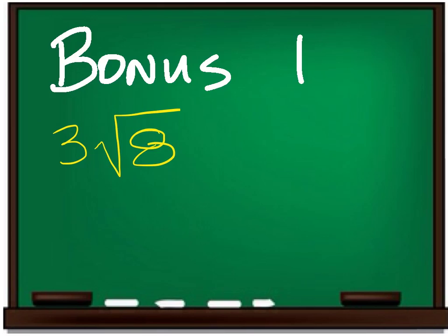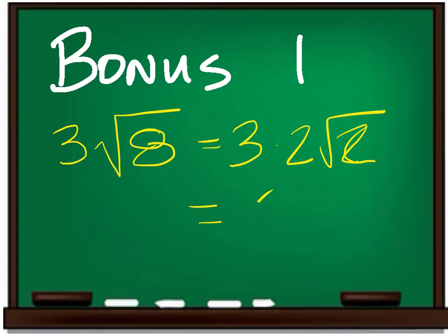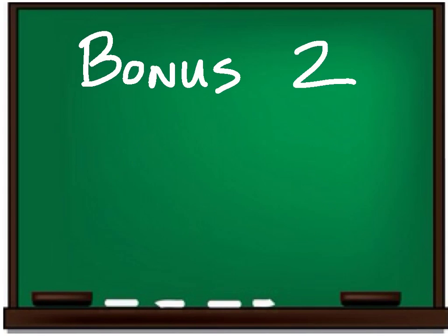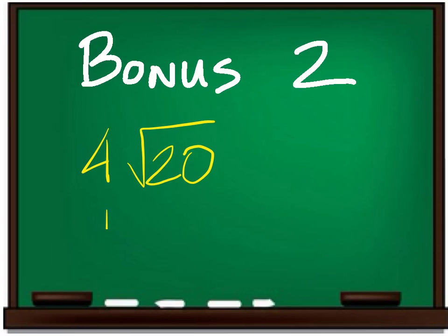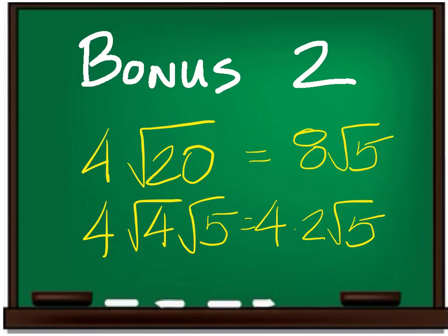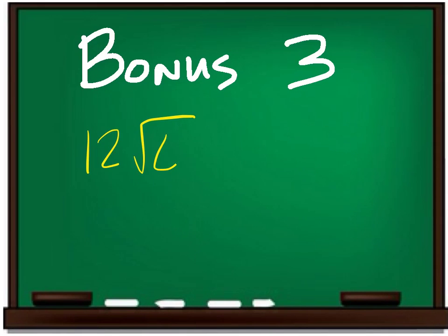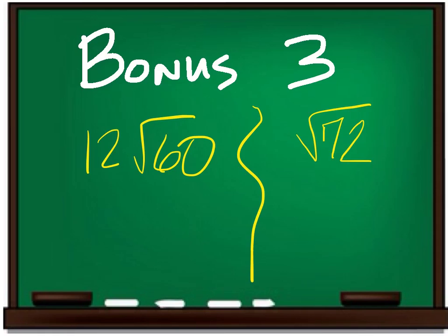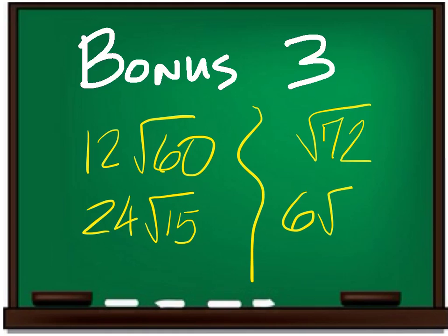The bonus problem. Square root of 8 breaks up as 2 square root of 2. So it should be 6 square root of 2. This one breaks up as 4 and 5. So you would have 4 times 2 square root of 5, which is 8 square root of 5. For the first one, that's going to be 24 square root of 15, and the second one is 6 square root of 2.